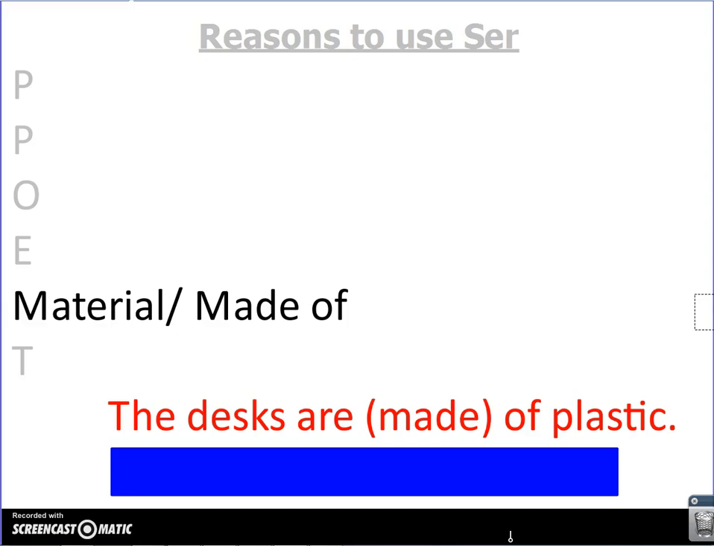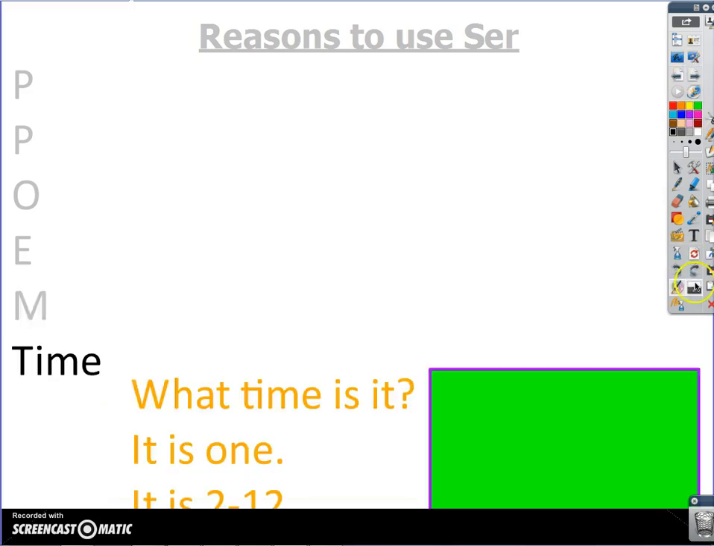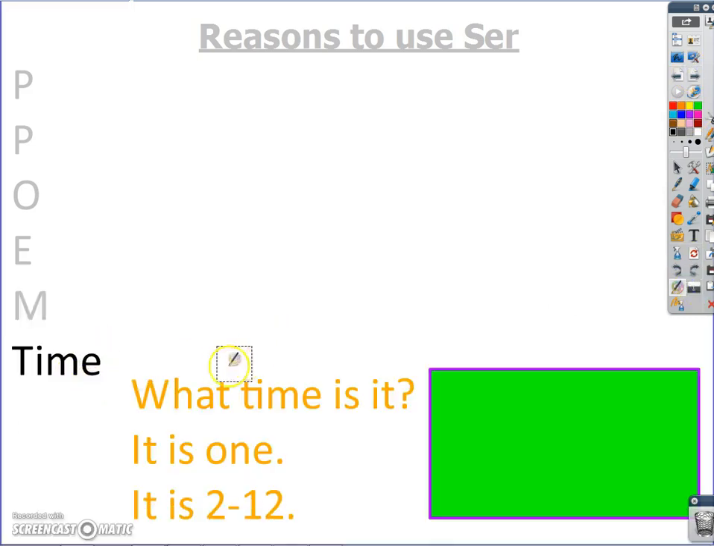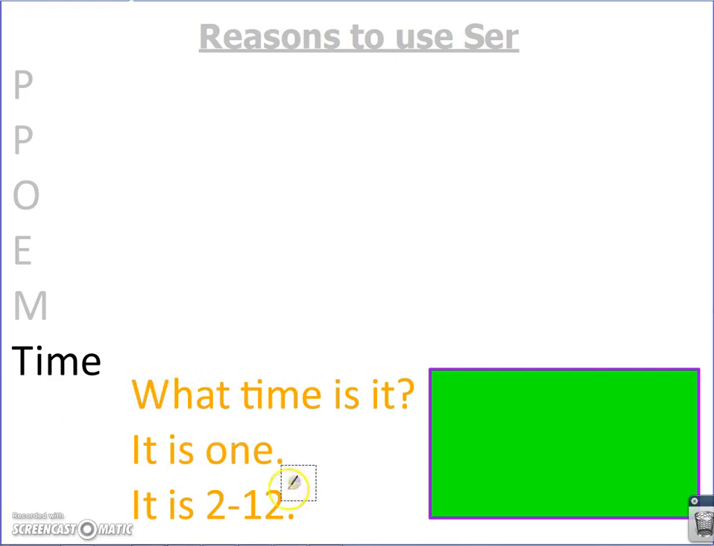And last but not least, in poem with 2 P's and a T, is time. T is for time. So please write down these 3 examples, and you can set it up like my notes are, where I've got the English on the left and we'll put the Spanish on the right instead of one above the other. So if you want to ask what time is it and say it is 1 or it is any time 2 through 12, you will use ser.